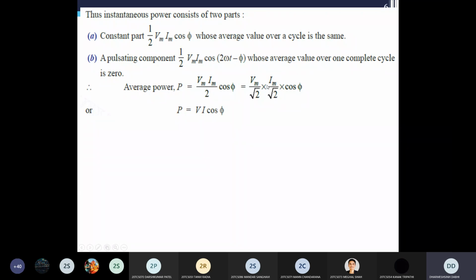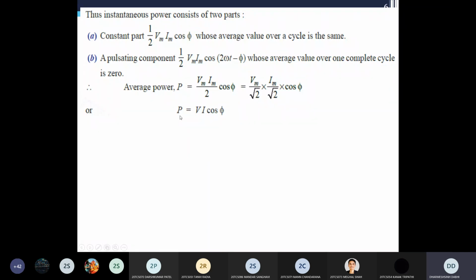So another way we can write down this equation is Vm by root 2 into Im by root 2 into cos phi. As we know, Vm by root 2 is the RMS value of this voltage, and Im by root 2 is the RMS value of that current. So we replace Vm by root 2 by V, the RMS value of voltage, and Im by root 2 by I, the RMS value of current.